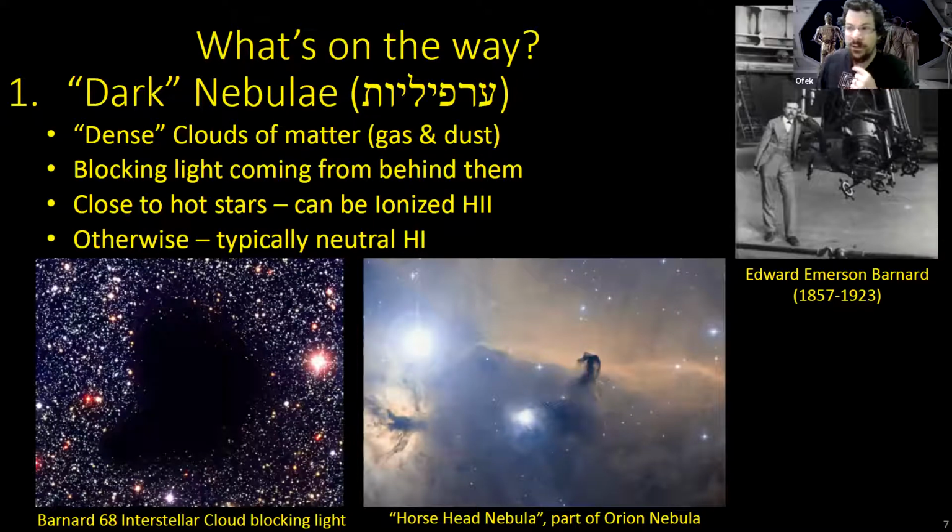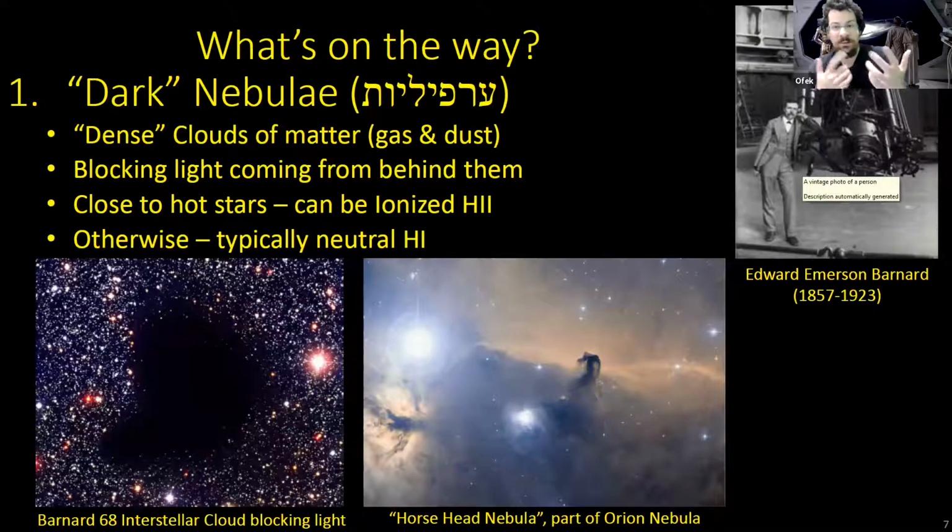Well, the first thing is what was already known at the time, and that's nebulae. Nebula singular, nebulae plural. These dark nebulae are nebulae. Here on the bottom left, a very famous nebula. This is called the Barnard 68 interstellar cloud. This is Edward Emerson Barnard pictured here on the right. We mentioned him as well in the second week this semester for discovering Barnard's star, the closest star to us, closer than Alpha Centauri, I think. I don't remember exactly, but close enough, very, very close, but we cannot see it without a telescope.